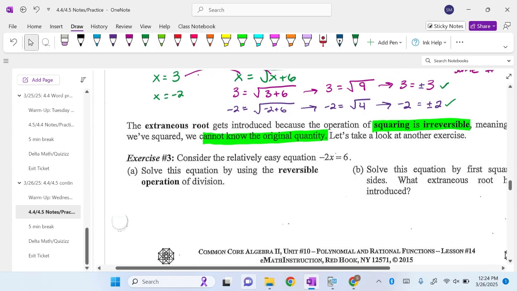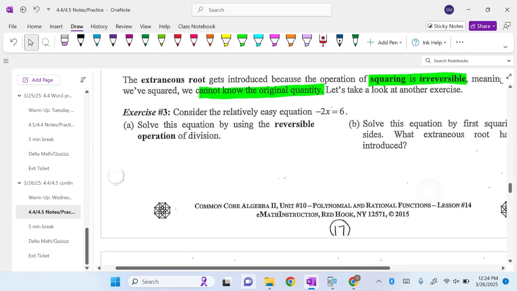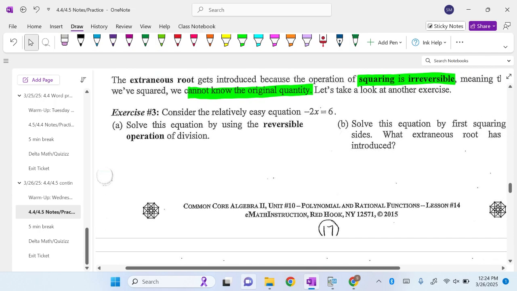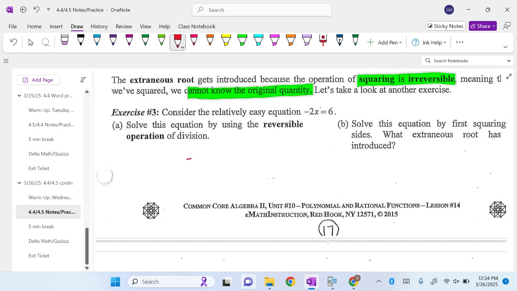All right. Now, let's consider this relatively easy equation. So we're going to solve this equation using the reversible operation of division. So in other words, if we did negative 2x equals 6, we would divide by negative 2. X would equal negative 3.